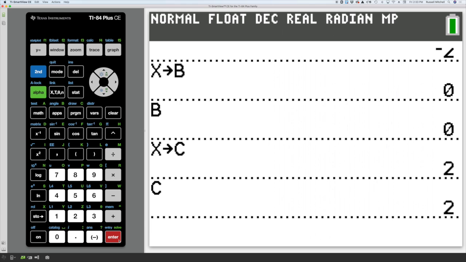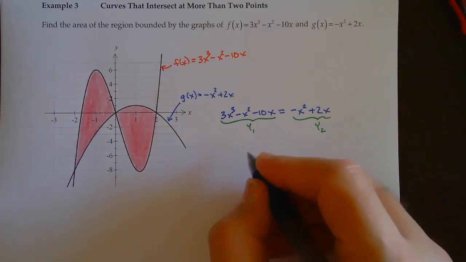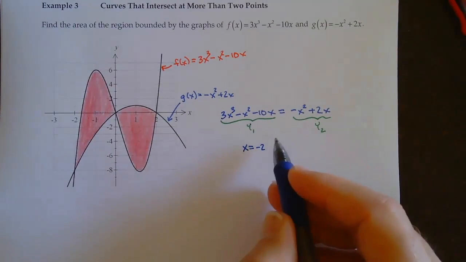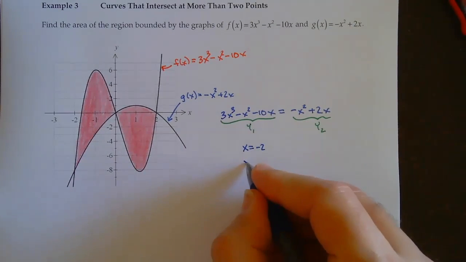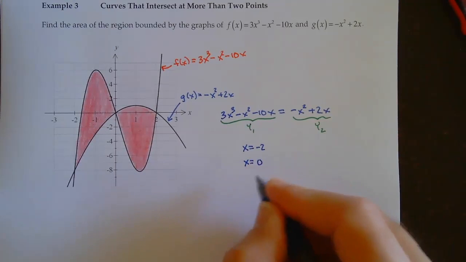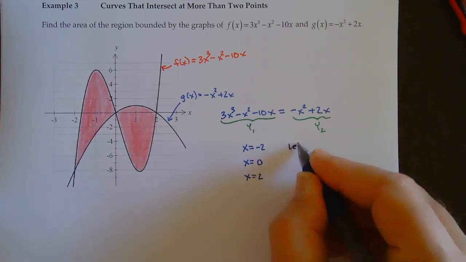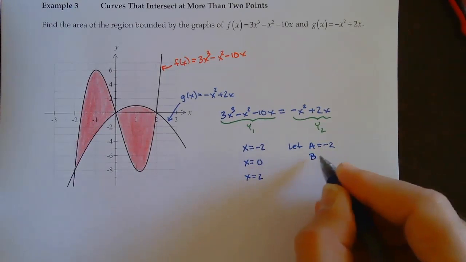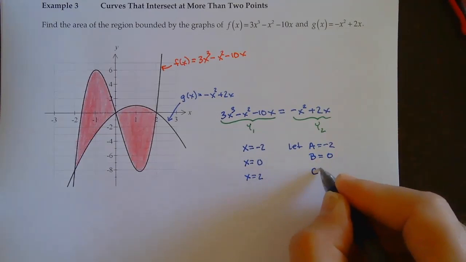And then let's record these values. So for this, we let x equal, when we solved it, we got x is equal to -2. And then we also got x is equal to 0. And then we also got x is equal to 2, okay? And then we're going to let A equal -2, B equals 0, and C equal 2.